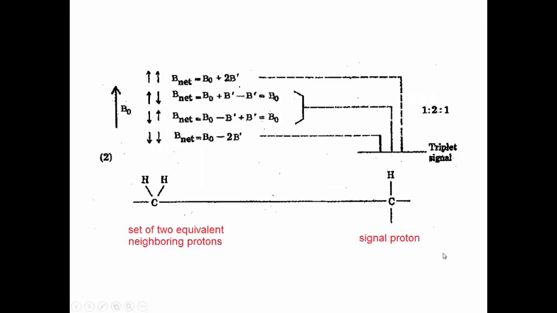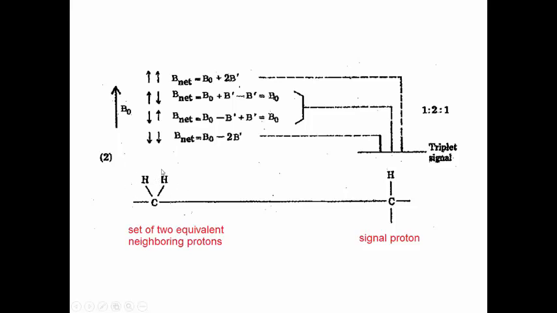Alright, let's look at another situation. In this diagram, we're going to assume that we have one signal proton as before. The carbon attached to it this time bears two hydrogens. These we'll regard as two equivalent neighboring hydrogens. Now, each of these neighboring hydrogens, of course, can be either spin up or spin down. If you think about it, you realize that our single proton, compared to the previous case, is going to experience a greater number of local fields from these neighboring protons.